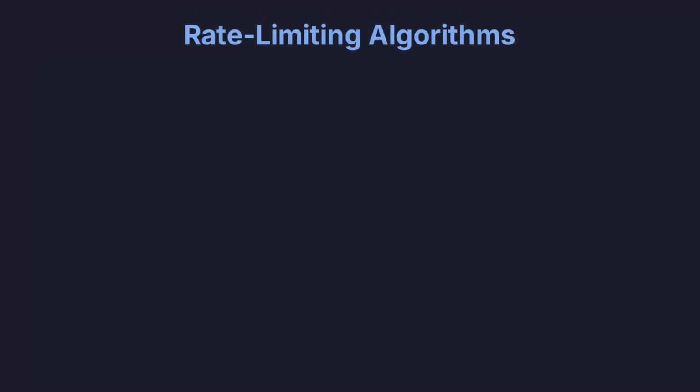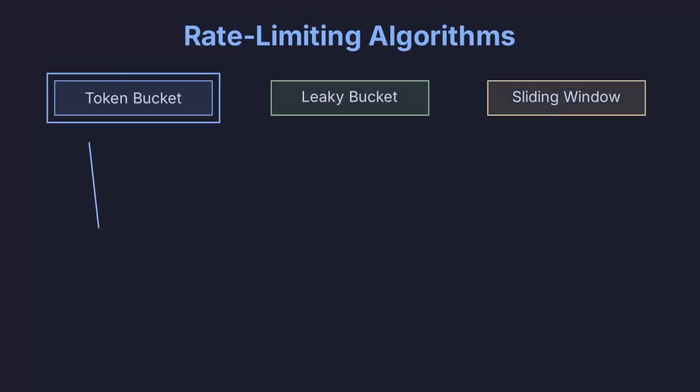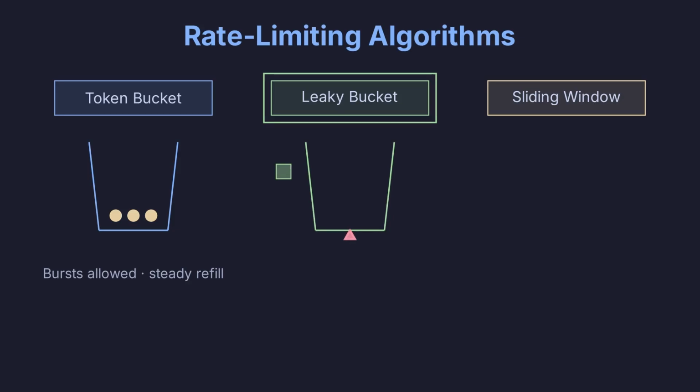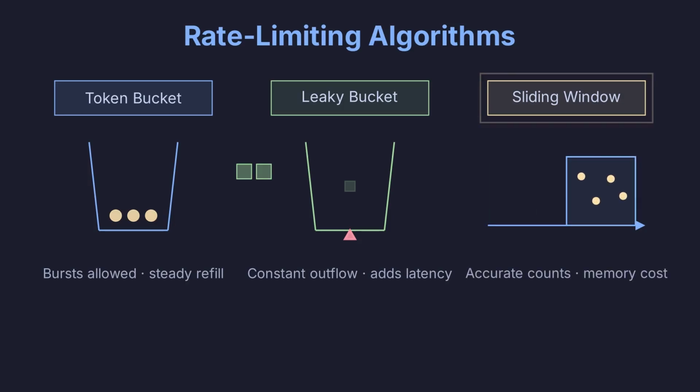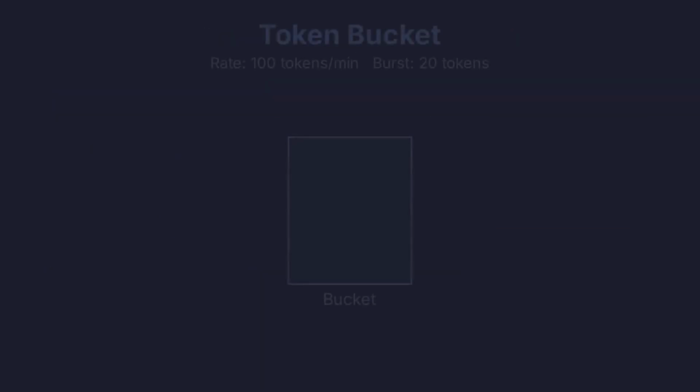There are 3 fundamental algorithms. Token bucket lets you save up a burst of tokens and spend them quickly, then refills at a steady rate. A leaky bucket enforces a constant outflow rate, queuing excess requests, which smooths traffic but adds latency. Sliding window tracks events in a moving time window for precise counts, but it's more expensive in memory. Token bucket is the most common.